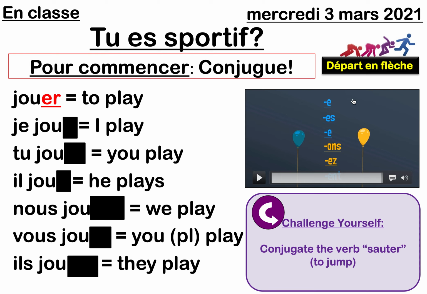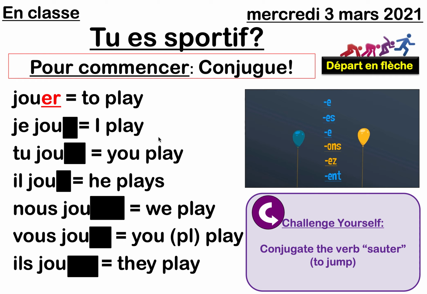So we always put the ending on that matches the person, and when we learn the endings, we learn them in the order of the people. So whenever we conjugate a verb, we learn I, you, he, she, and it are the third person, then we, you, and they. So our endings in this box here correspond to our endings for those people.